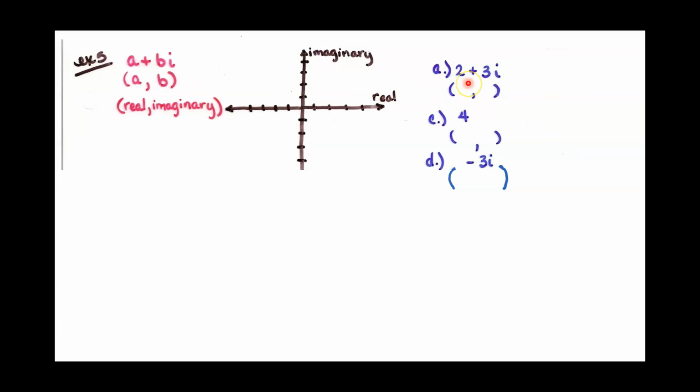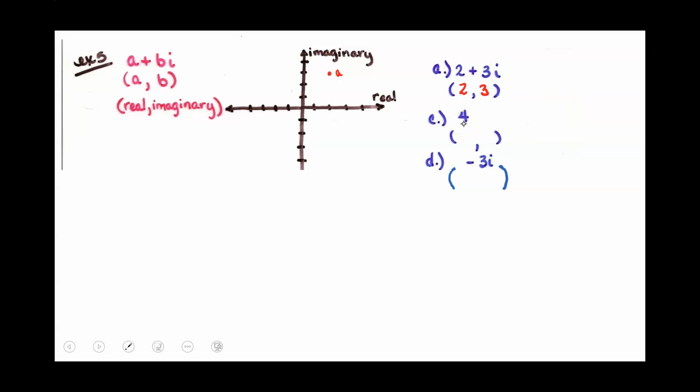So if I have something like 2 plus 3i, all I need to do is pull out the 2 and the 3. That's going to be my ordered pair. And then I can graph that exactly like I would a normal point. So I can come over 2 and come up 3, and that would be the graph of 2 plus 3i. All right, look at the next one.